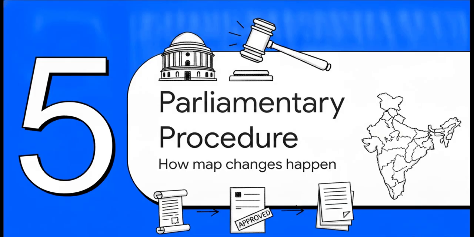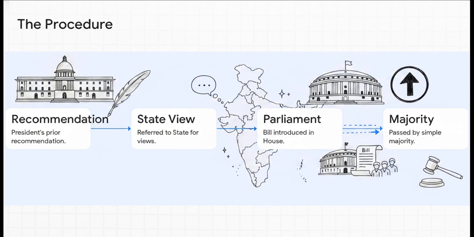But obviously, the Constitution doesn't just let Parliament snap its fingers to change state borders. There's a process. Let's look at the mechanics in Section 5, the parliamentary procedure, how map changes happen. I highly recommend memorizing this specific sequence because it outlines the exact legislative flow.